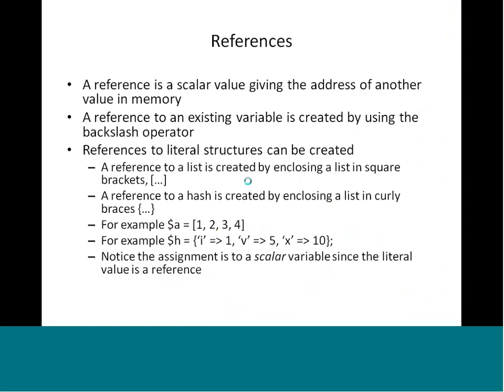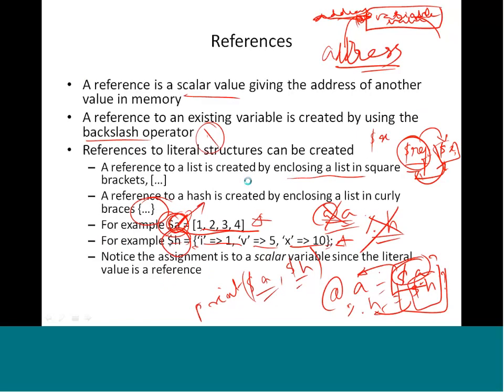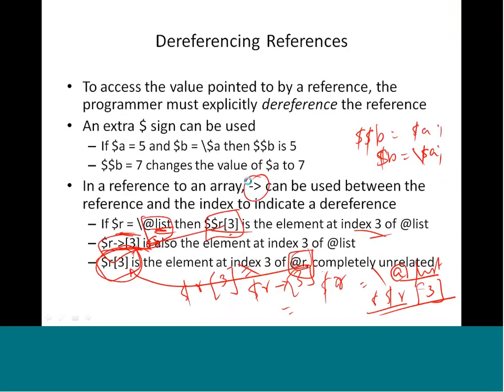And the other one is, once we have the references to these variables, how do we dereference them or get back the original array, original list, or original hash? How do we get back to that? For that we can use an extra dollar sign. Essentially it's $$B, and then for an array we use the dash and then the greater-than sign, which is an arrow. This arrow is made out of a dash and a greater-than sign.